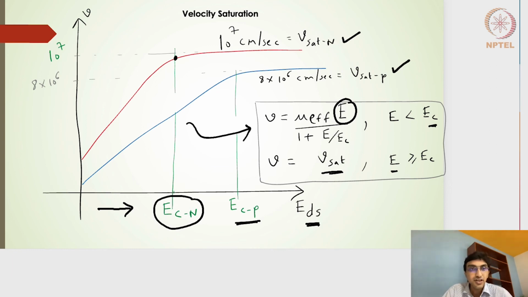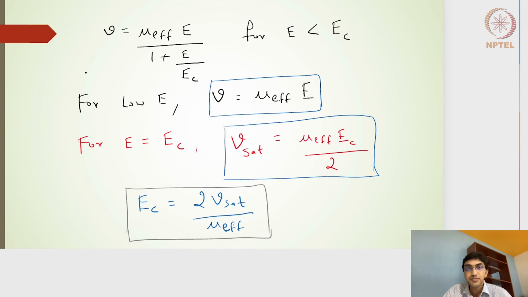So this is what the velocity profile looks like for an electric field less than the critical electric field. For a very low electric field, I can take out this particular expression as 0, because E will be very, very low compared to EC. So velocity is nothing but the effective mobility times the electric field.